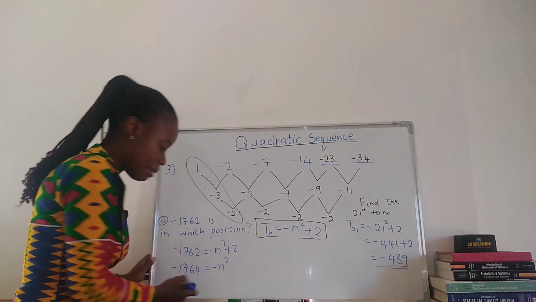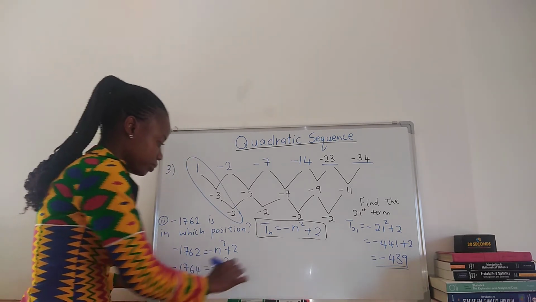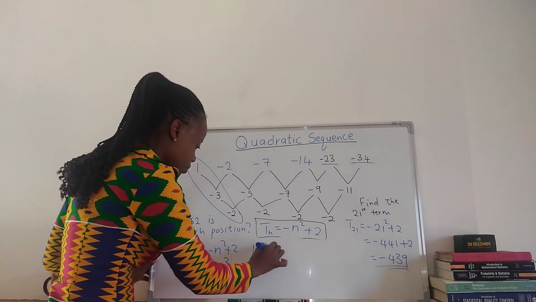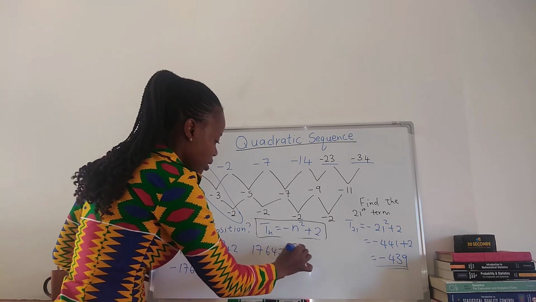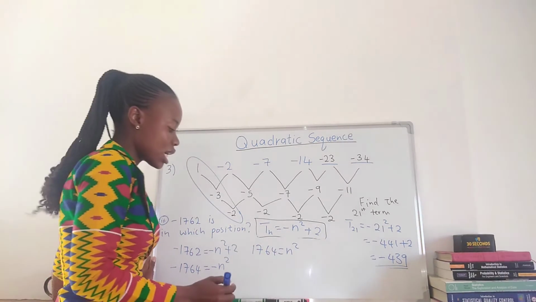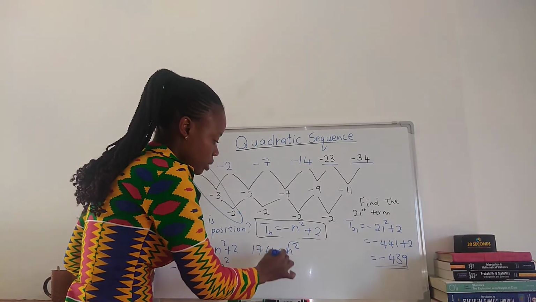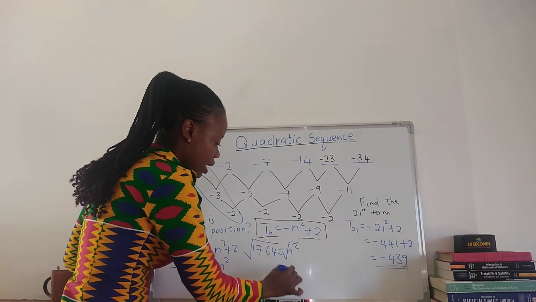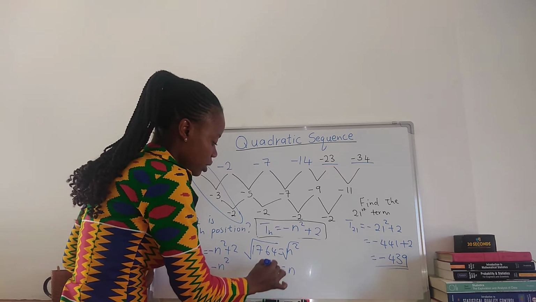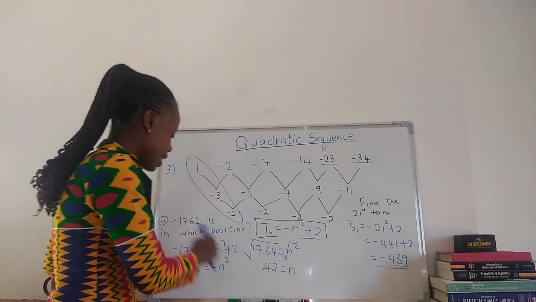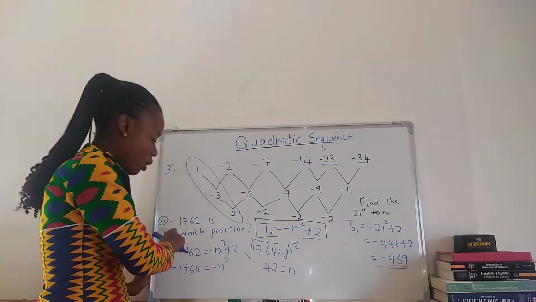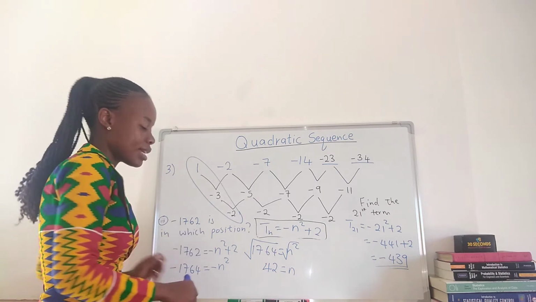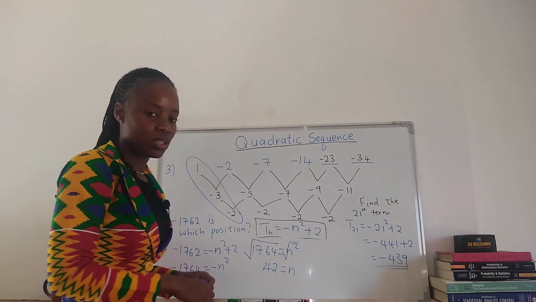We divide by negative 1 both sides. We're going to have 1764 equals n squared, right? Then we take the square root. And our n is going to be 42. So it means that negative 1762 is in position 42.